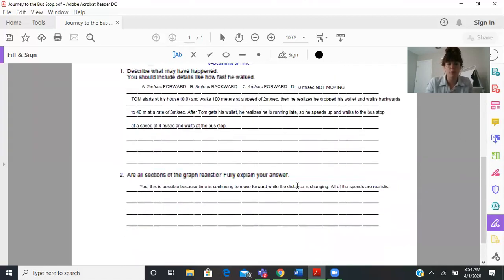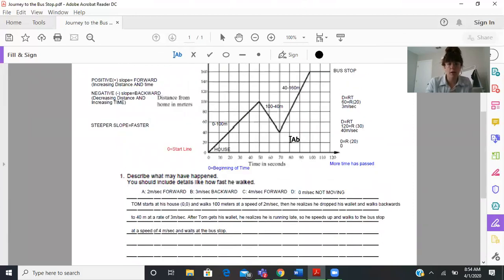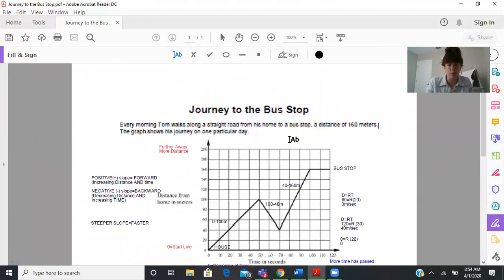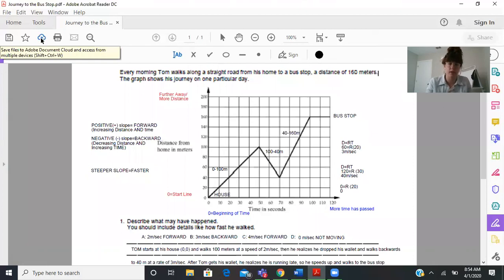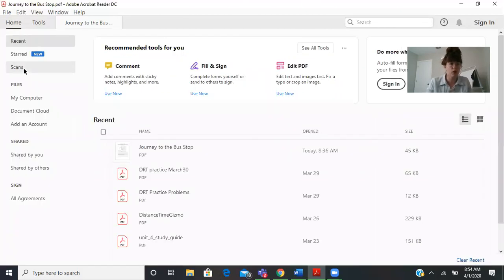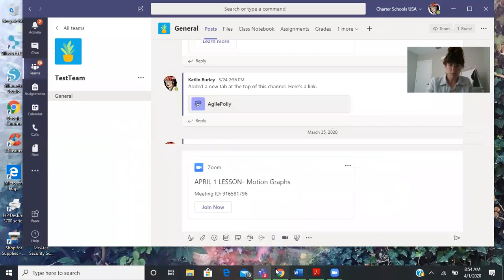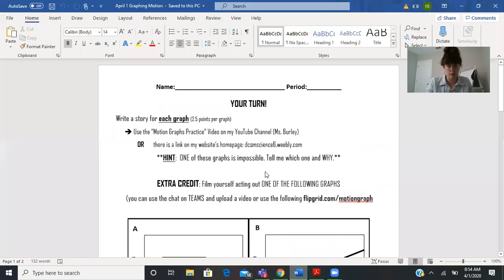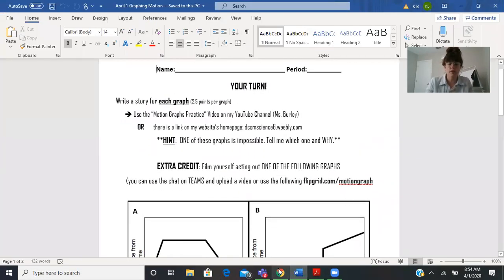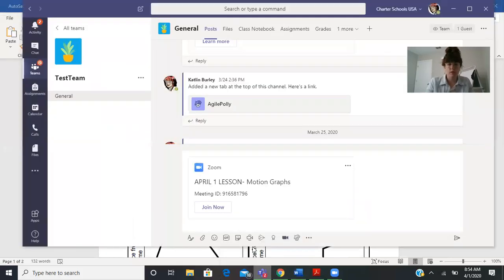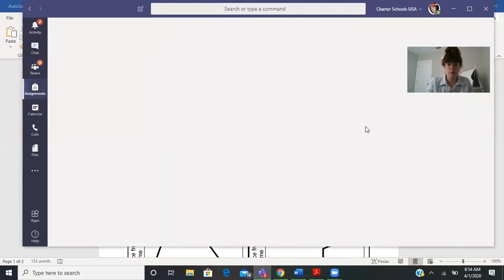Let me show you guys what you're expected to do. And I'm also going to save this and put it up on my website and on the assignments tab so that you guys can see it. I'll take care of that a little bit later. But let me show you what you're expected to do for your homework. This is already posted in your assignments tab. It's also posted on my website.